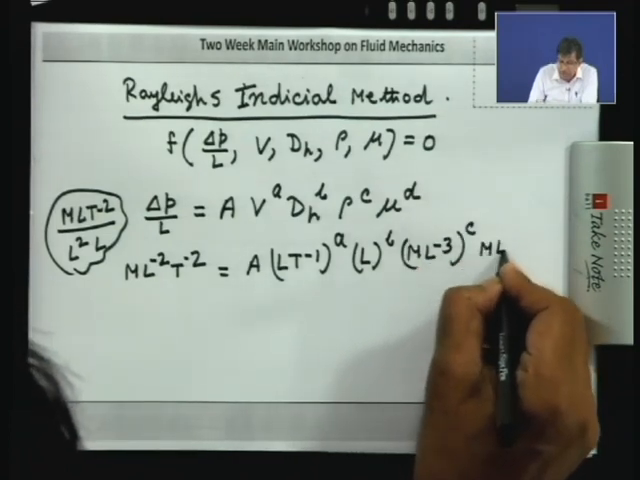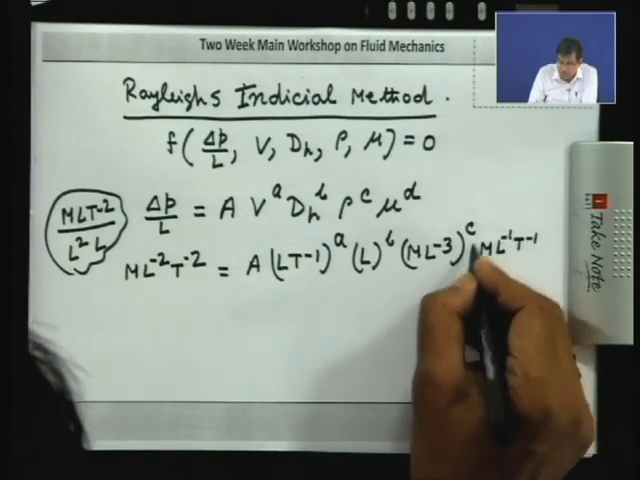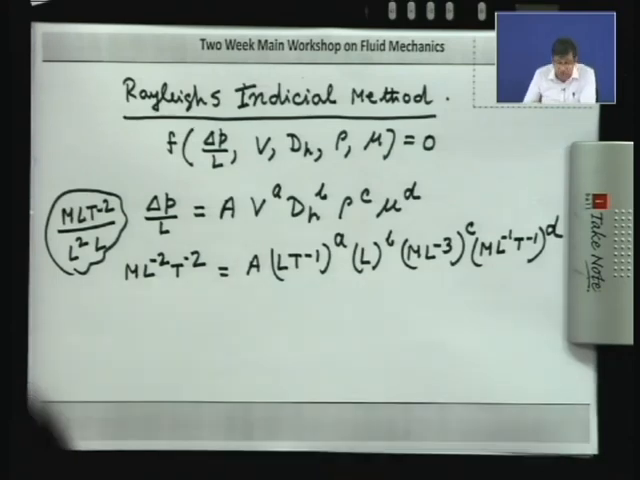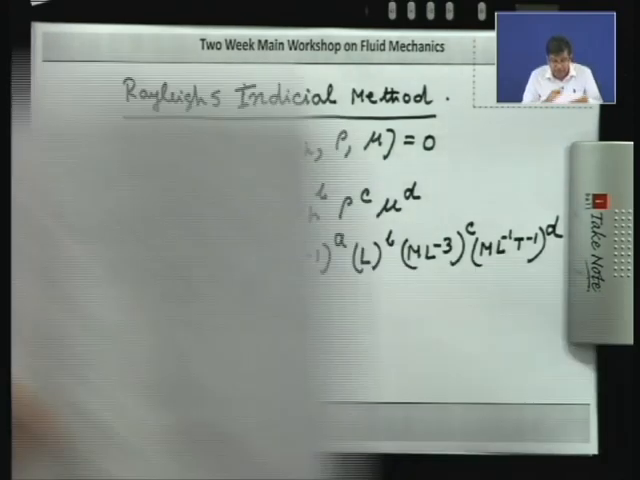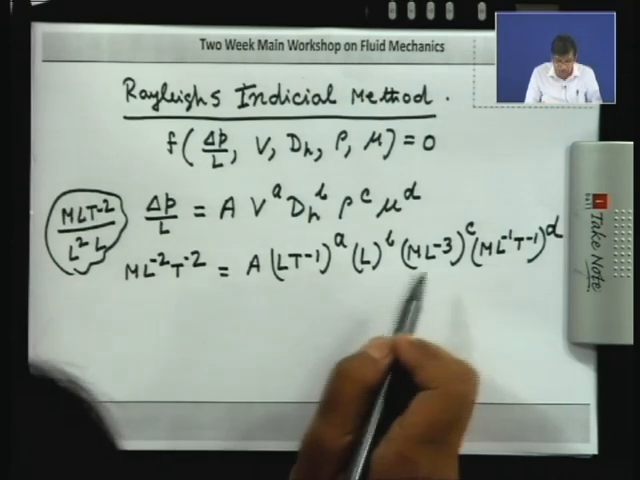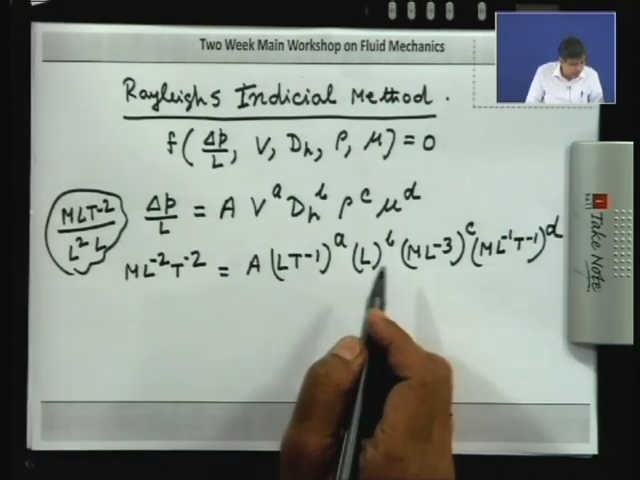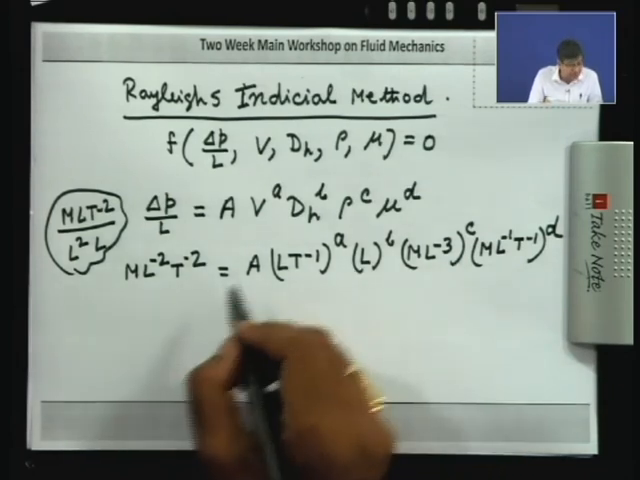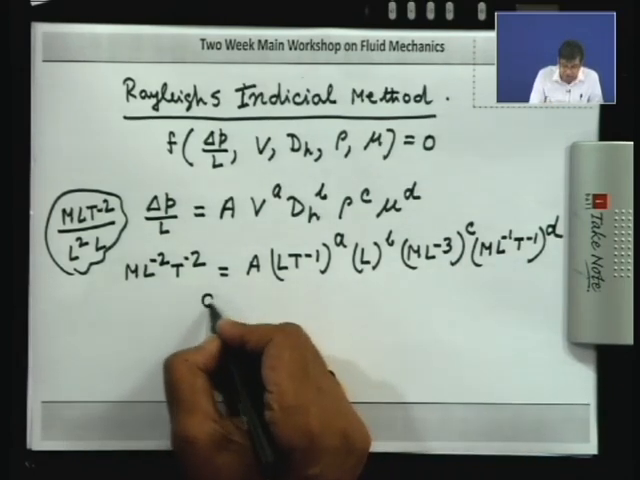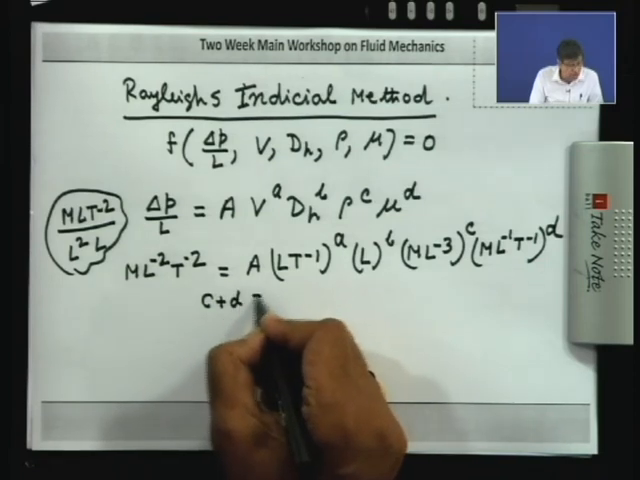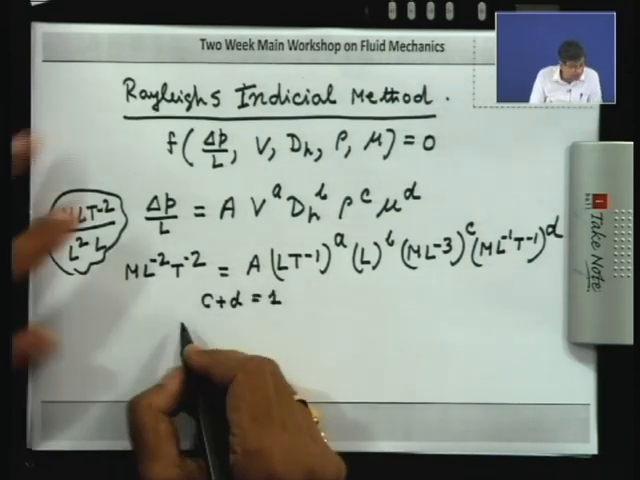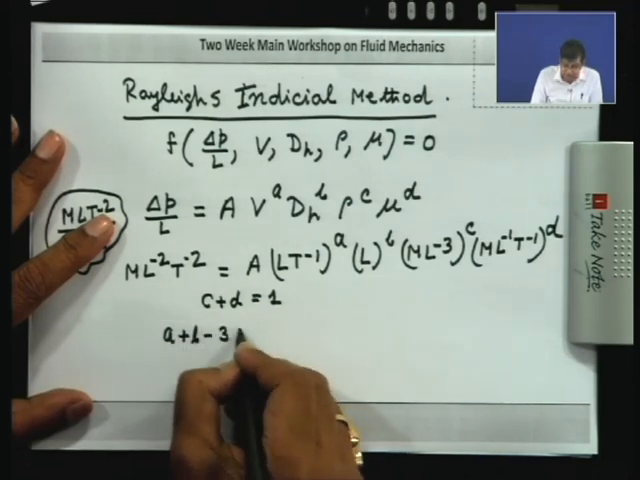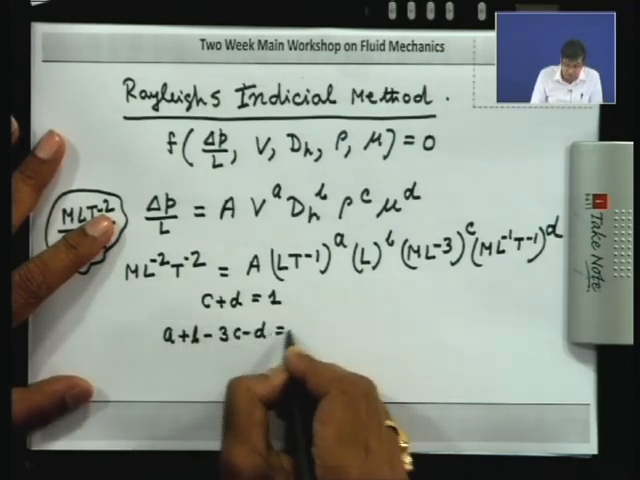Then M L to the power minus 1 t to the power minus 1 to the power D. Now, here if you just equate these dimensions on both sides of M, L and T, you get an equation like this. Equating the indices of M, L and T on both sides, this is very simple: C plus D equals 1. Then next one, A plus B minus 3C minus D equals minus 2.